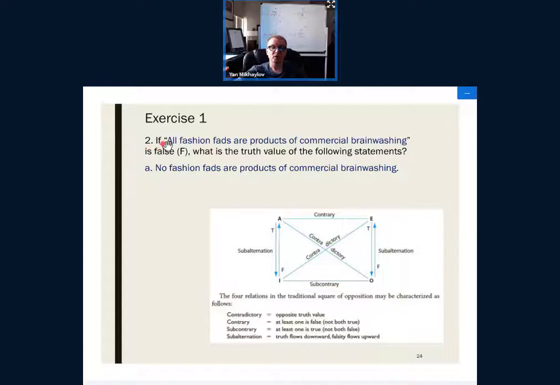You are given, if all fashion fads are products of commercial brainwashing is false, what would be the truth value of no fashion fads are products of commercial brainwashing? And remember, you have 3 options, true, false, and undetermined. So just give me one of these 3.